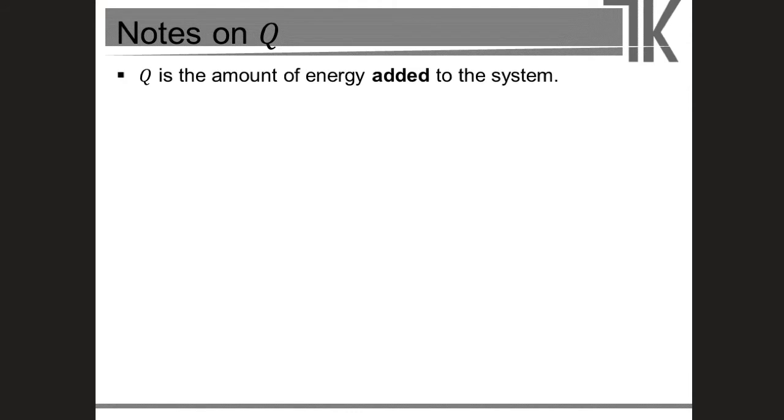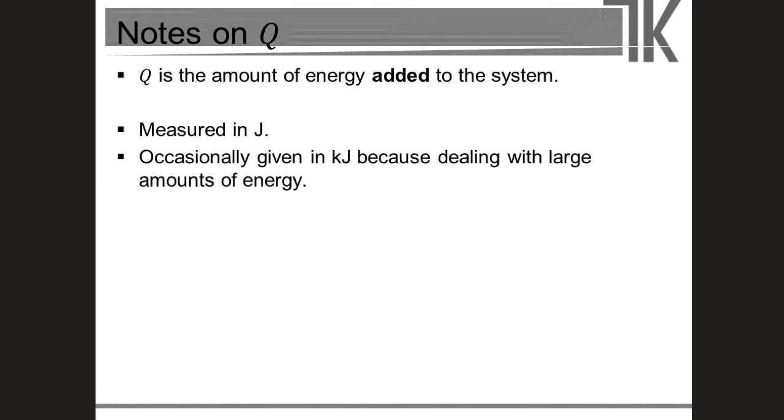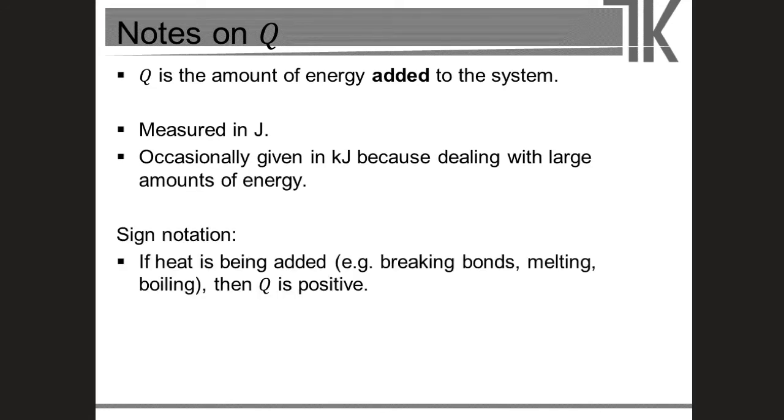So as we did with the specific heat capacity, we're just going to go through each of those variables inside the equation and take a few little notes on each of those variables. So Q is the amount of energy added to the system. It's measured in joules, but occasionally we give it in kilojoules because we can be dealing with rather large amounts of energy. And there is a sign notation with Q.